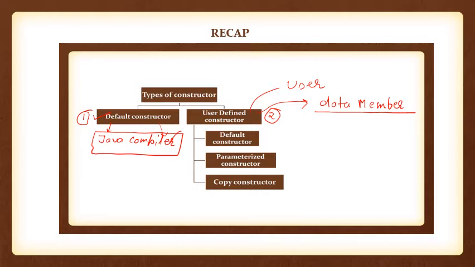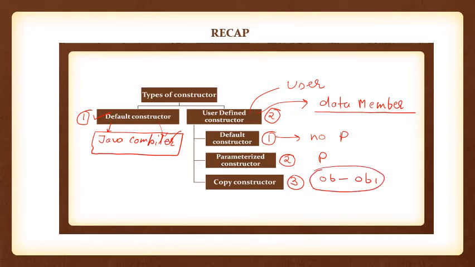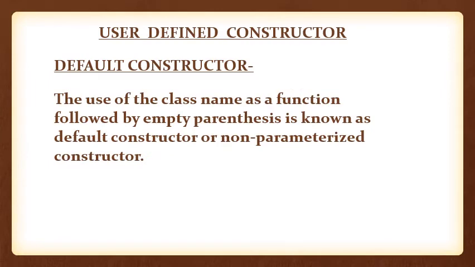User defined constructor is of three types: default constructor, parameterized constructor and copy constructor. A constructor that takes no parameter is known as a default constructor. A constructor that takes a parameter is known as a parameterized constructor. A constructor that is used to copy one object into another is known as a copy constructor.